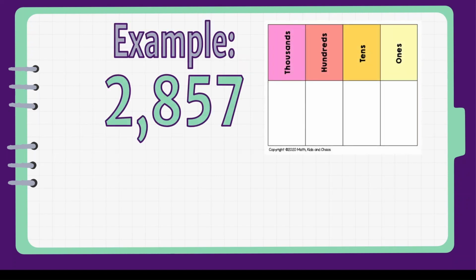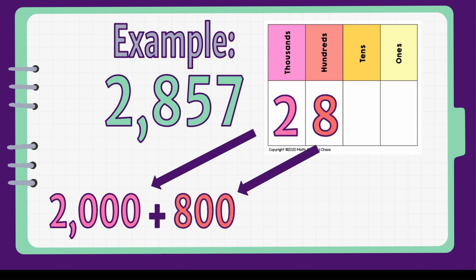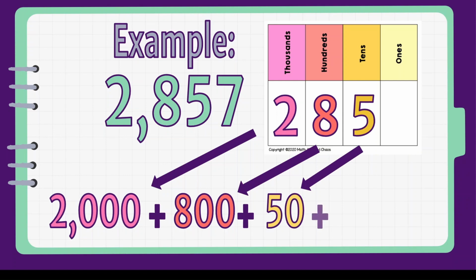Let's try an example, 2,857. We have 2 thousands. We should replace it with its value, which is 2,000. Then add the hundreds. We have 8 hundreds, so we replace it with its value, which is 800. Then we have 5 tens. We add the 5 tens, which is 50. And finally, we have 7 ones, so we add 7. So the expanded form of 2,857 is 2,000 plus 800 plus 50 plus 7.